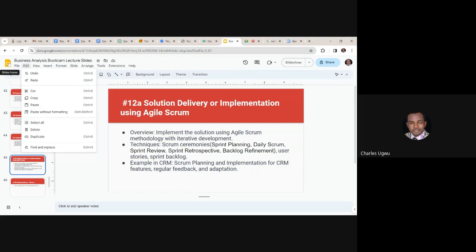This solution now becomes a product. The product name is Google Slide. Just a kind of example for you to understand, if I'm talking about user stories, for you to see how it looks like.